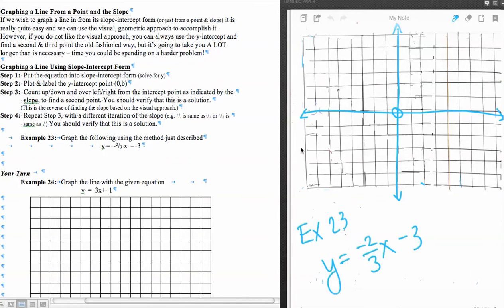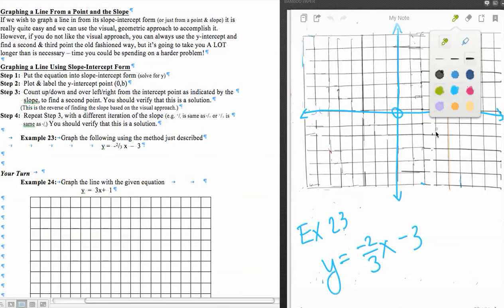Then we're going to plot and label the y-intercept. As we discussed where the y-intercept is, that's the constant. And then we're going to count up and over according to the rise and the run as indicated by the slope of the line to a second point, and then we're going to repeat that with a third for the slope. So let's go ahead and do that with example 23. Then you should pause, do 24, and then come back and take a look at that on your own.